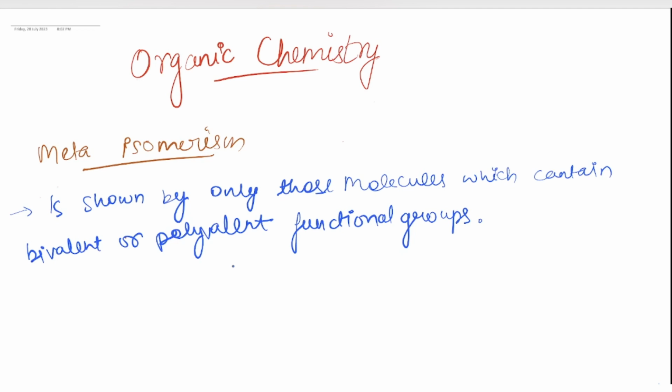So in this lecture we're going to study about meta-isomerism. We learned about chain and position isomerism in the last lecture. Now we're going to move forward and study meta-isomerism. So what is meta-isomerism?